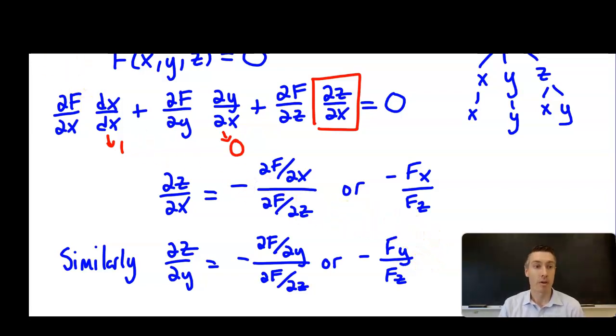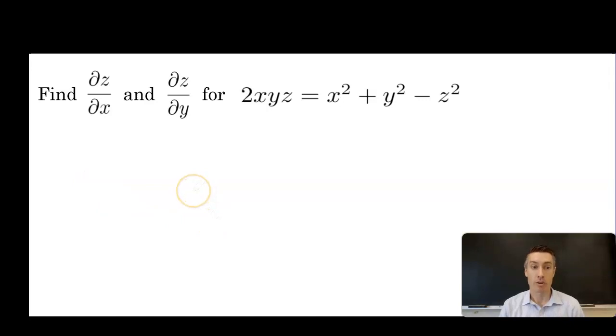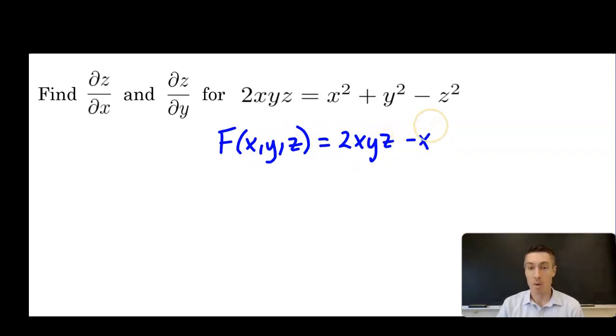So our last example in this video: find partial of z with respect to x, partial of z with respect to y for this implicitly defined surface. So we need to set it as a level surface. We're going to define a function of three variables equal to 2xyz minus x squared minus y squared plus z squared. And again, we're assuming that's equal to 0. That's the level surface that we're working with.